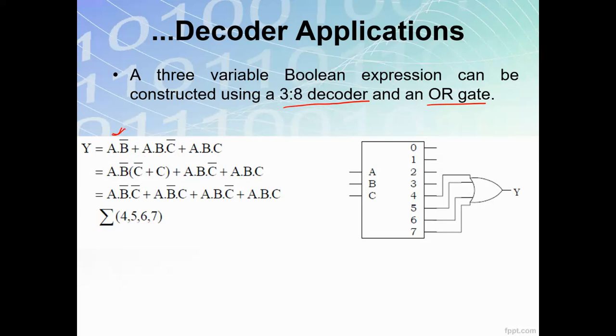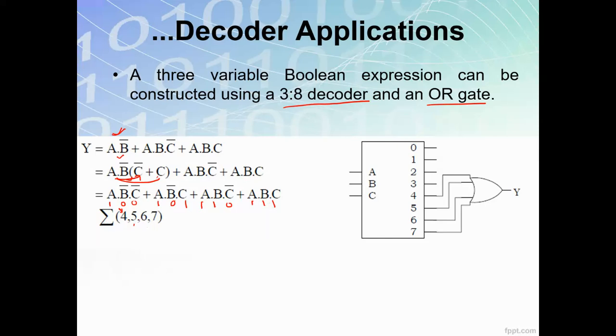jadi 3 input variable, which is kita kena darabkan C bar plus C, sebab yang ni expression dia sama dengan ini. Akan dapat balik kan? So jadi A dot B bar darabkan dengan C bar plus C, okay, plus A dot B plus A B C bar plus A B C. So yang ni kita kena kembangkan lah. So kita dapat A B bar C bar, and then A B bar C plus A B C bar plus A B C. Okay, so we sum up dia. Kita akan represent dia sebagai 1, 0, 0, which is 4, 1, 0, 1, which is 5, 1, 1, 0, which is 6, 1, 1, 1, which is 7.